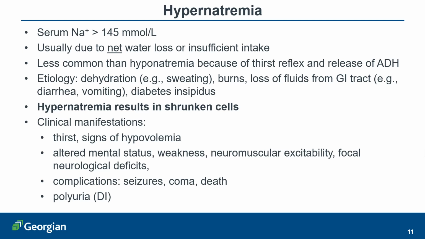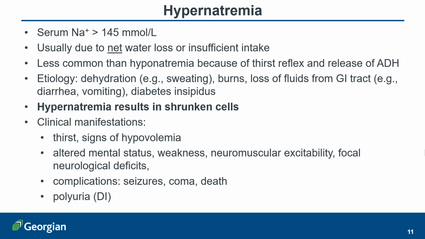Remember that hypernatremia results in shrunken cells. So water shifts out of the cells following the osmotic gradient into the interstitial spaces and plasma, resulting in shriveling of the cells, especially the brain cells. So what are the clinical manifestations of hypernatremia? Well, thirst and all the other manifestations of hypovolemia that we discussed in that chart previously.